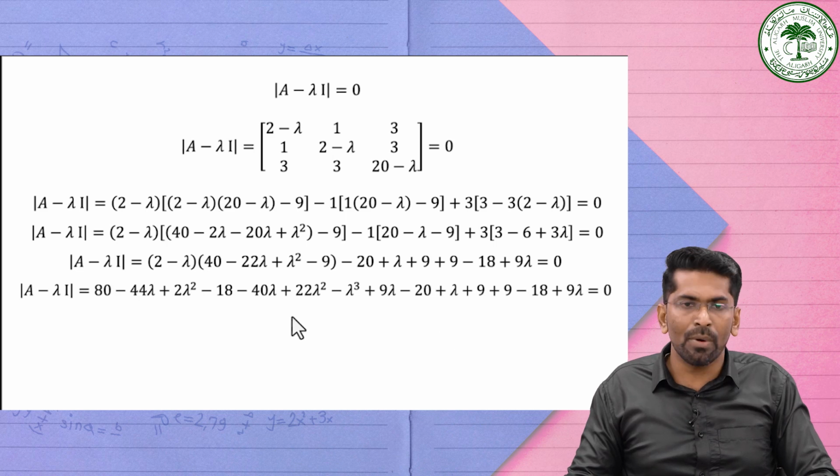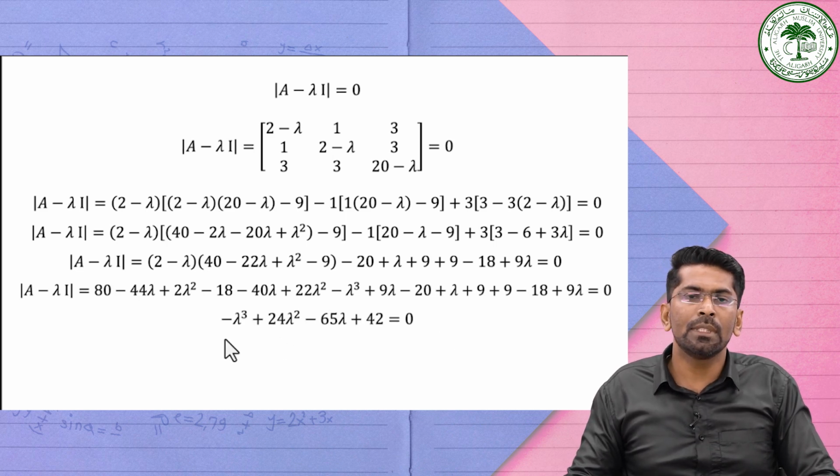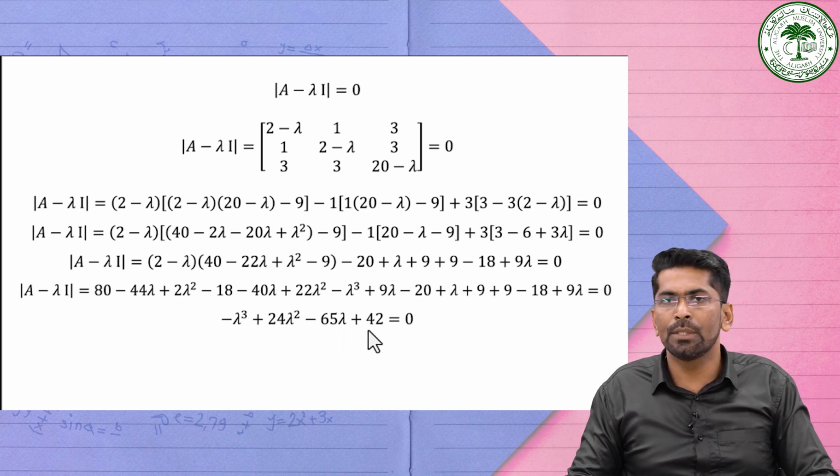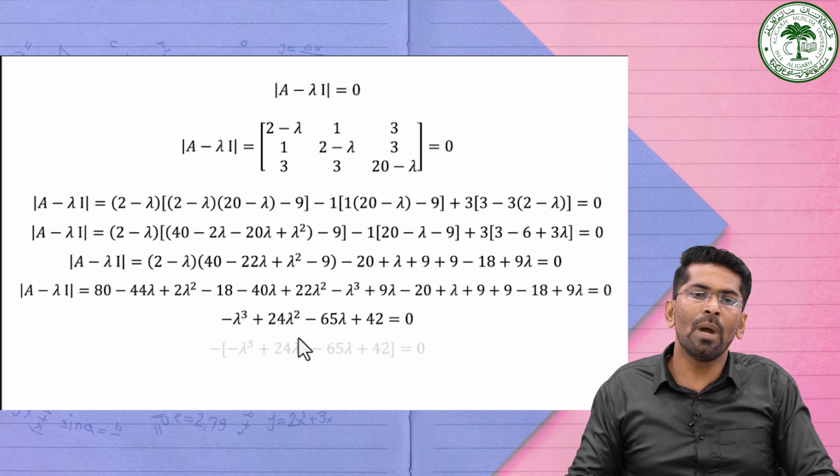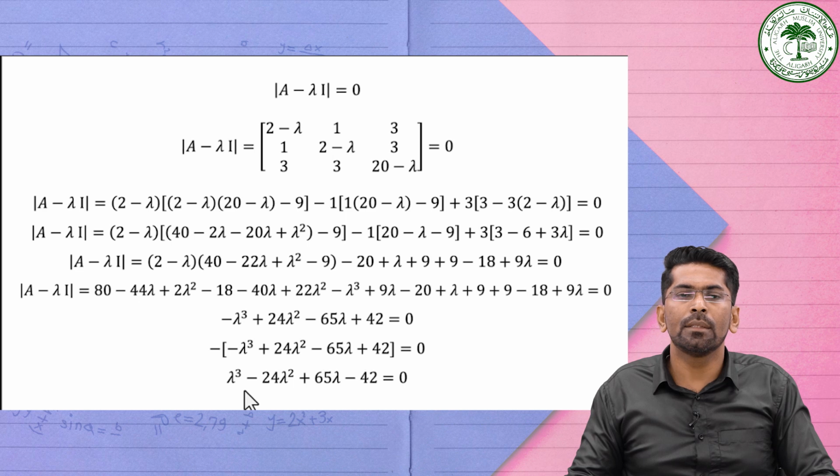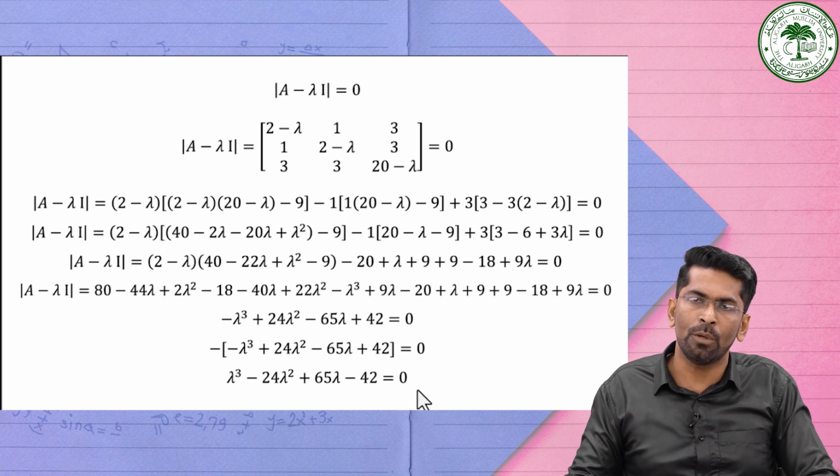If you simplify it, it becomes minus lambda cube plus 24 lambda square minus 65 lambda plus 42 is equal to 0. If you multiply with the minus sign, it becomes lambda cube minus 24 lambda square plus 65 lambda minus 42 is equal to 0.